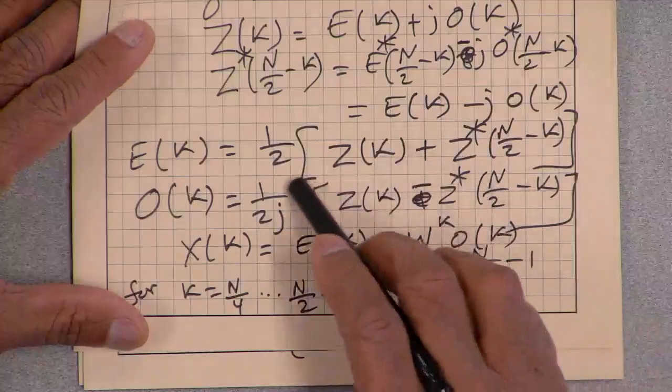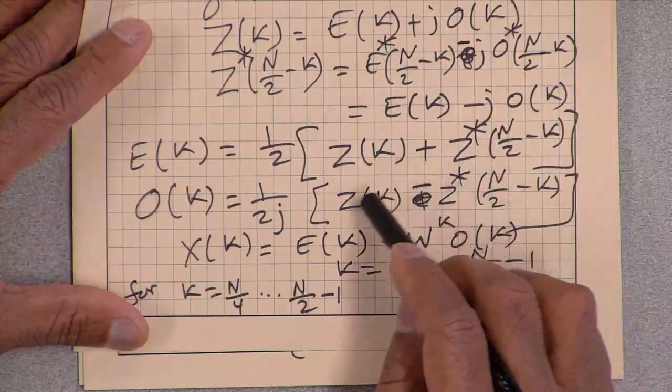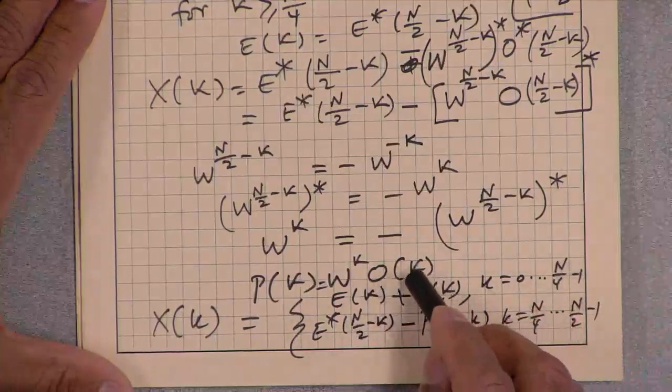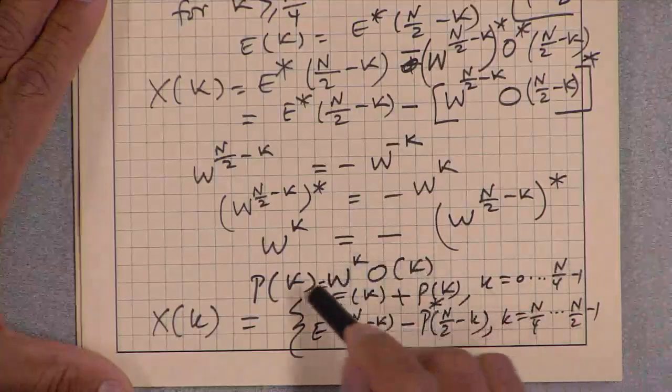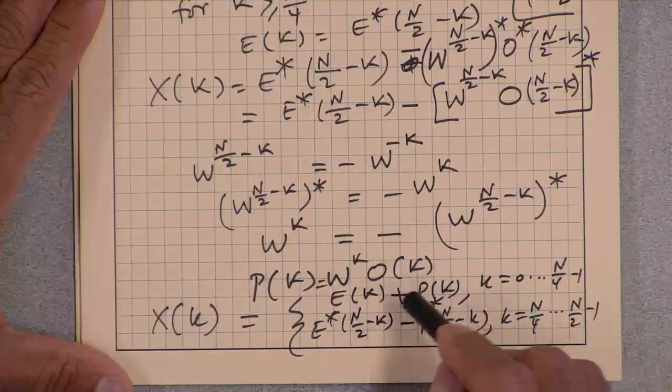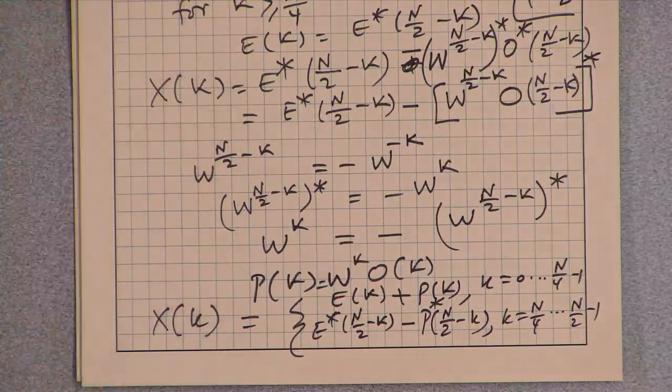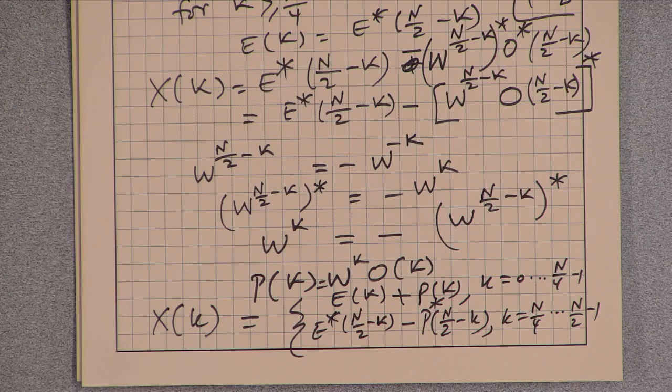Yeah, that's correct. So once we get Ek and Ok, and we multiply that by W to the power k, we call that Pk, and then from E and P we can get Xk. So that whole long process of post processing will eventually let us compute the N by 2 point real FFT, and the other points are conjugate symmetric, so we don't need to worry about that.